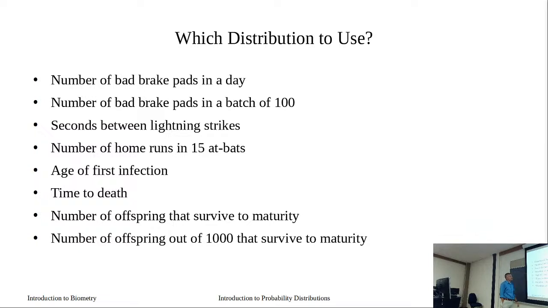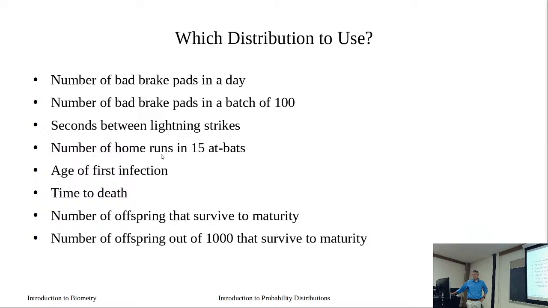Seconds between lightning strikes. What would that be? So I should go back. The brake pads in a day is a Poisson distribution. Number of brake pads in a batch of 100, there's our out-of number, that's a binomial. Seconds between lightning strikes: Poisson, so it could be an infinite number of seconds.